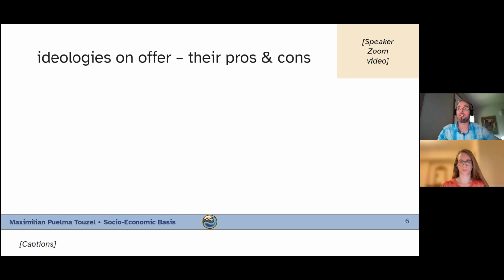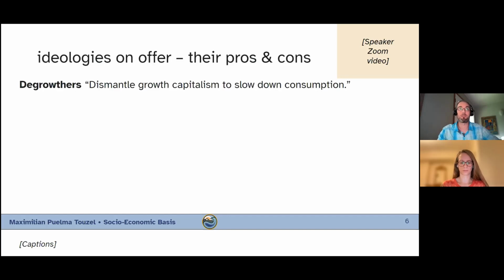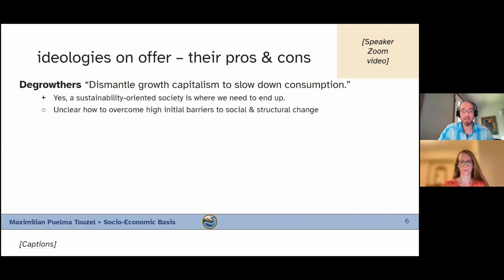And there are different views on what needs to happen. So there's three main ideologies that I'll go over now. The first is the degrowther position, which advocates for dismantling growth-focused capitalism to slow down first world consumption. There's a lot of out-of-doctrine common sense in degrowth, but also significant structural and social barriers to collectively deciding to put it into play. And I think the movement could gain mass appeal if it would center itself around overcoming those barriers and becoming more widely appealing.